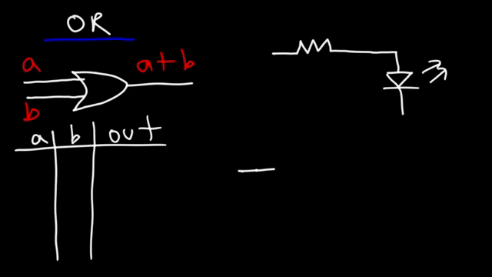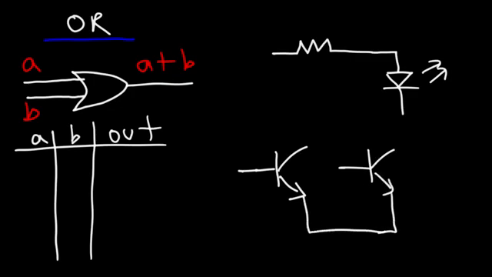So this time what we're going to have is two NPN transistors. But they're going to be connected parallel to each other to make the OR logic gate. In the case of an AND logic gate, they were connected in series with each other. And so that's the key difference between the AND and the OR logic gate.